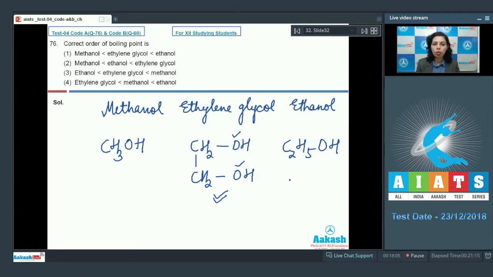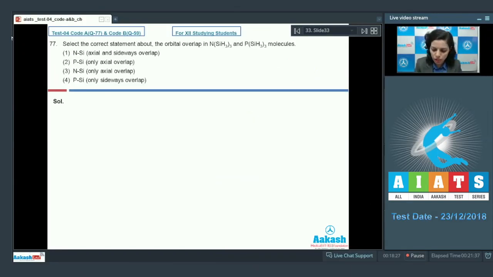So what would be the correct order? Maximum boiling point for ethylene glycol. Where is this given? If you check the given options, you will identify that it is given in option 2. And on the basis of this, this is the correct answer for this question. I hope this question is clear to you. Let's check the next question.